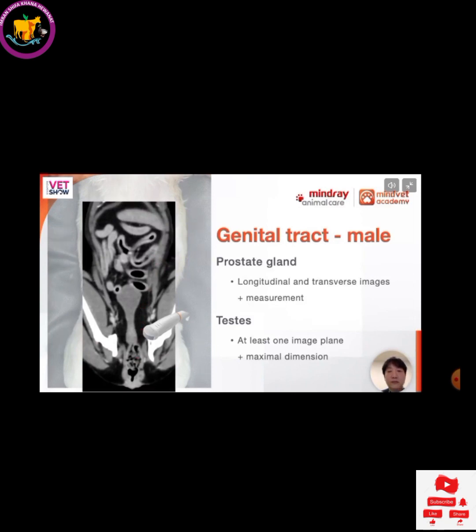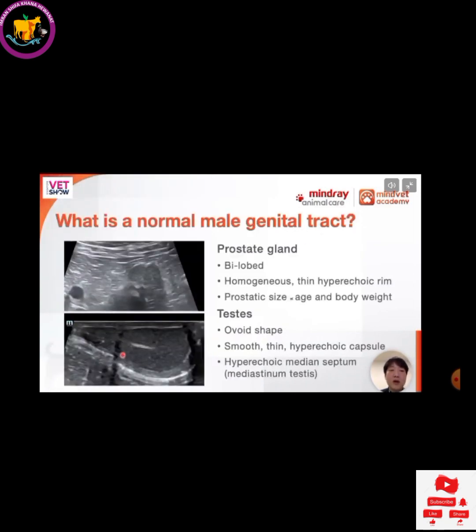What is a normal male genital tract? A normal prostate has a homogeneous hyperechoic echo texture with a smooth margin. It appears as a round or oval shape on the sagittal plane and a bilobed shape on a transverse plane. Prostatic size is significantly correlated with age and body weight in intact dogs.